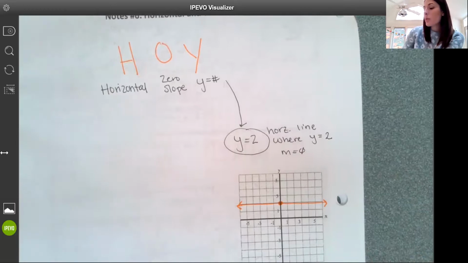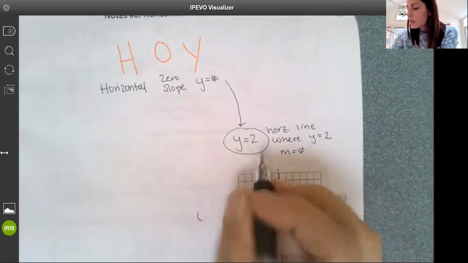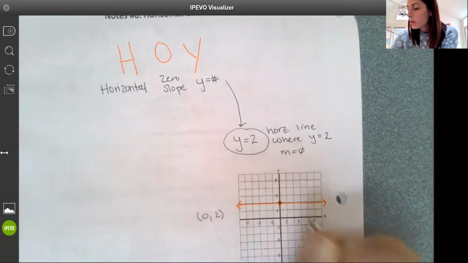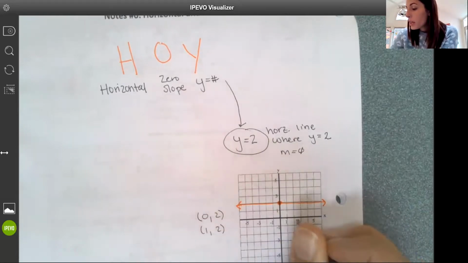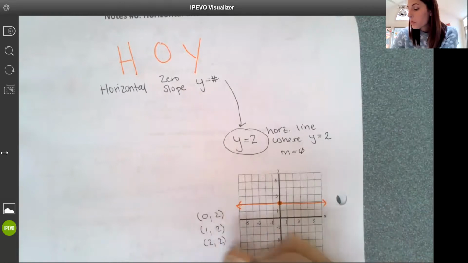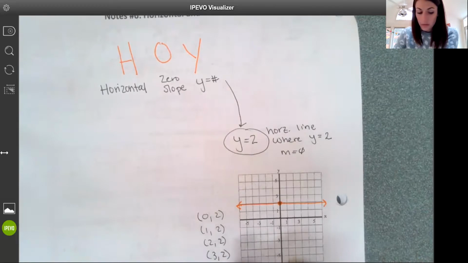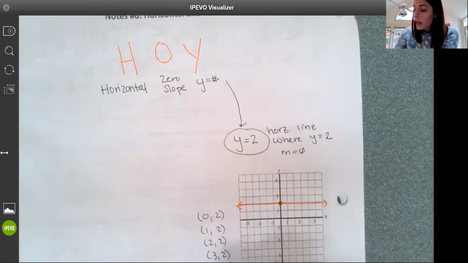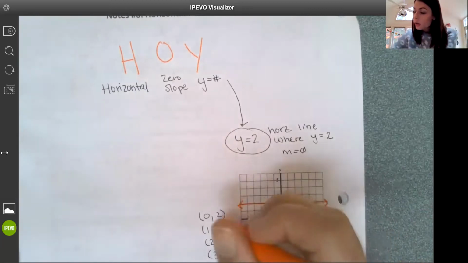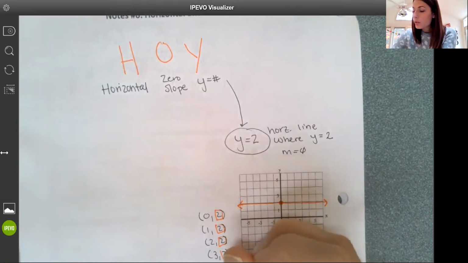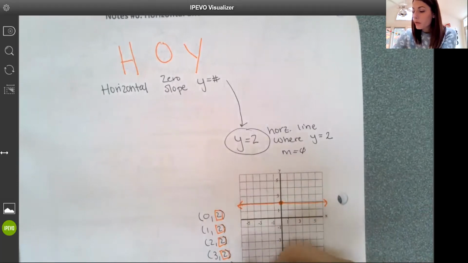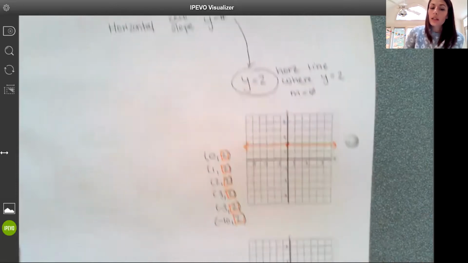And if I looked at ordered pairs here, this is a y-intercept, so I can say 0, 2, or I have a point at 1, 2, or 2, 2, or 3, 2, or negative 3, 2, or negative 10, 2 would be another point on that line. But notice that all of my Y values for all of these ordered pairs would be 2. And it's that simple.